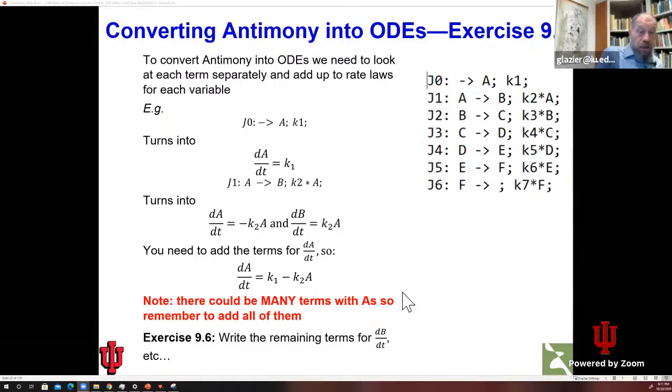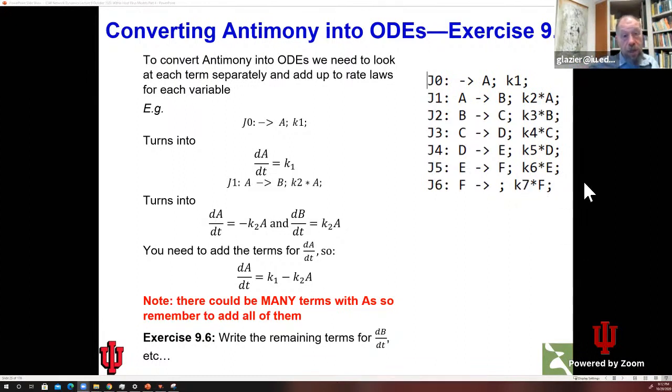So for the ODE, I have to look at multiple terms in my antimony to get my ODE for A. In principle, if I had A at the beginning or end of 25 different arrows, I would have 25 different terms in my ODE for A. And so I have to systematically look through every place a variable occurs in my antimony. Each time it occurs on one end or the other of an arrow, I have a new term in my ODEs.